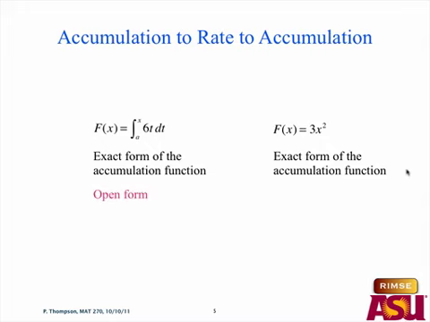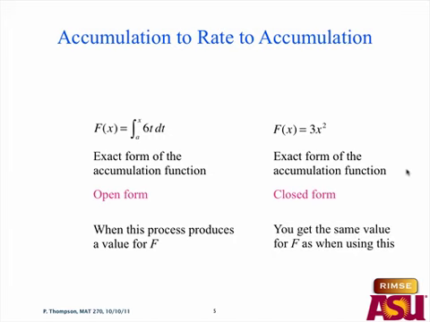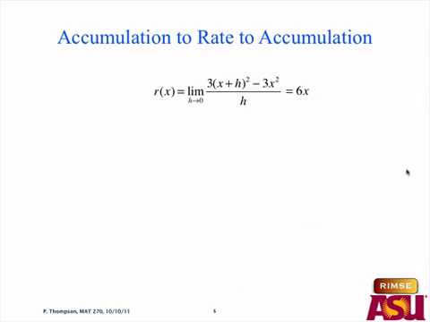This doesn't show the process, but it can spit out the amount of accumulation for any x that we put in. That's what we call closed form. So again, open form shows the process. Closed form is kind of like the rapid fire version of getting amounts of accumulation. But they both produce the same value for a given value of x. Okay? Similarly here.